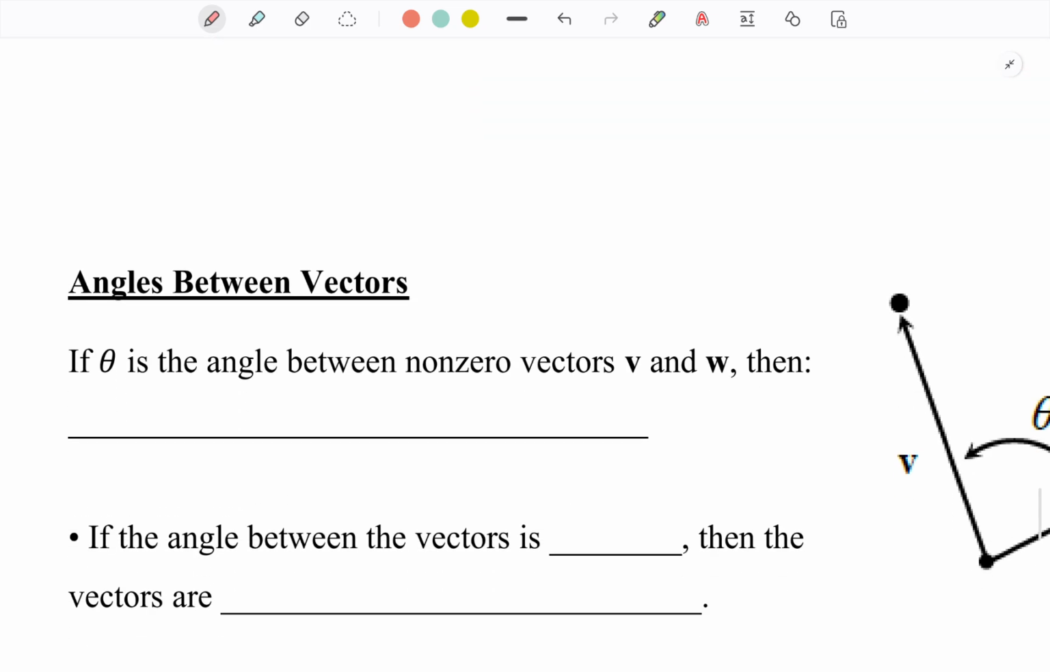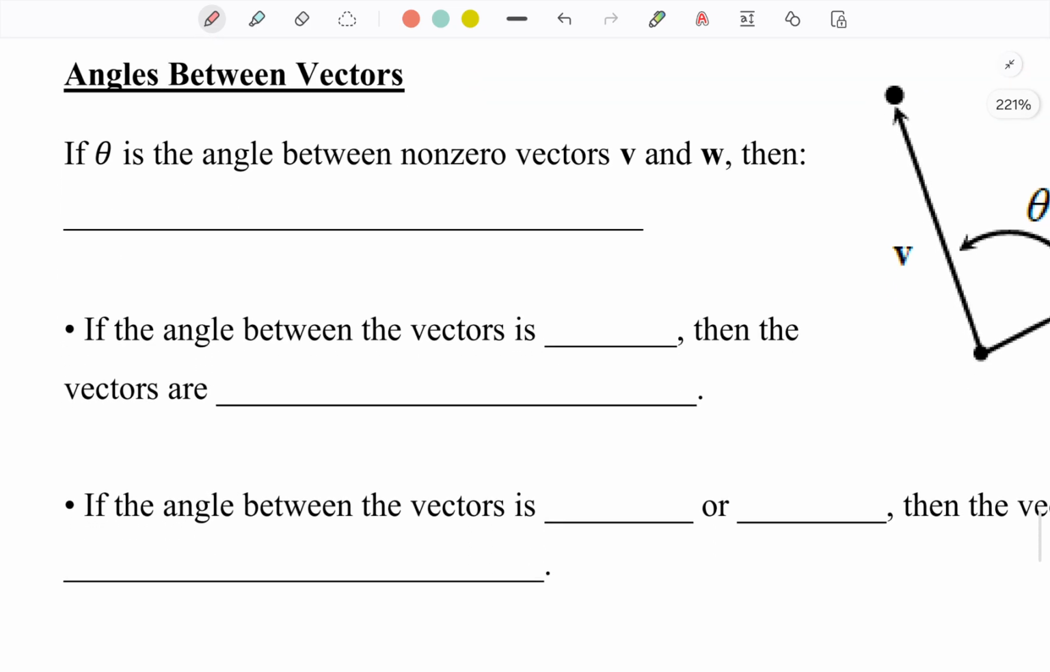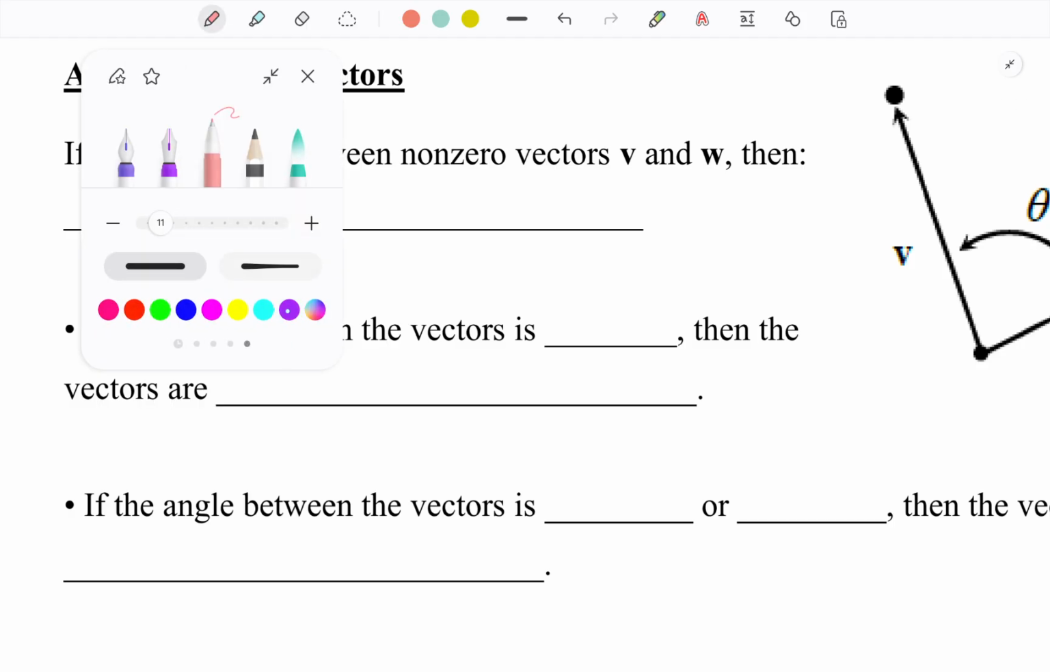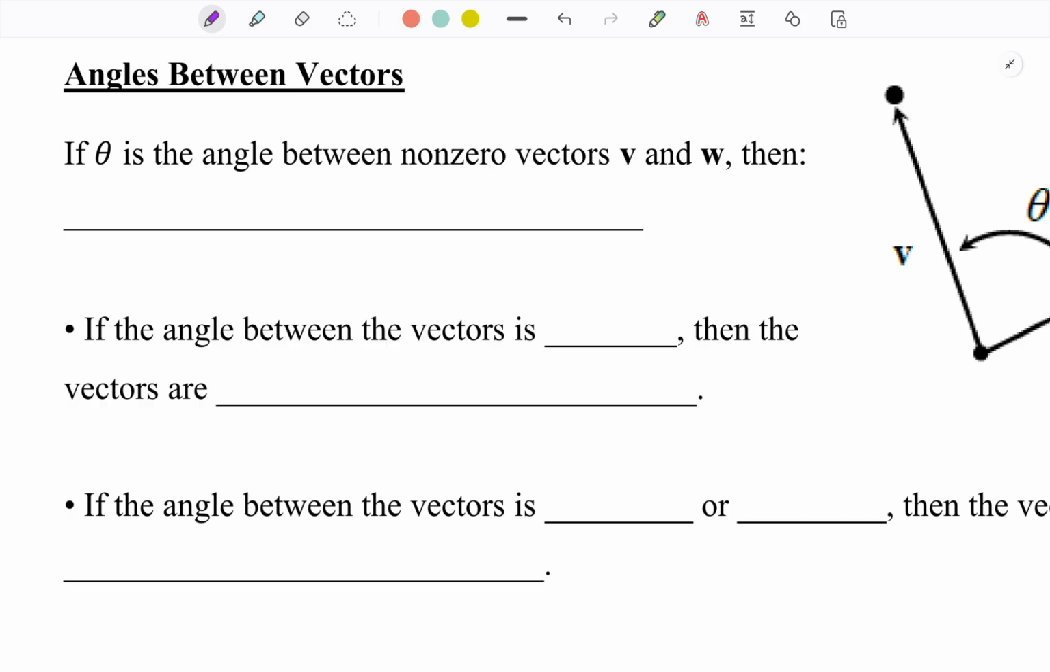All right, so the last thing we need to talk about in this lesson, thankfully this one is a lot shorter than the others have been, but finding the angle between two vectors. So if theta is the angle between non-zero vectors v and w, then the cosine of theta will equal v dot w over the magnitude of v times the magnitude of w.